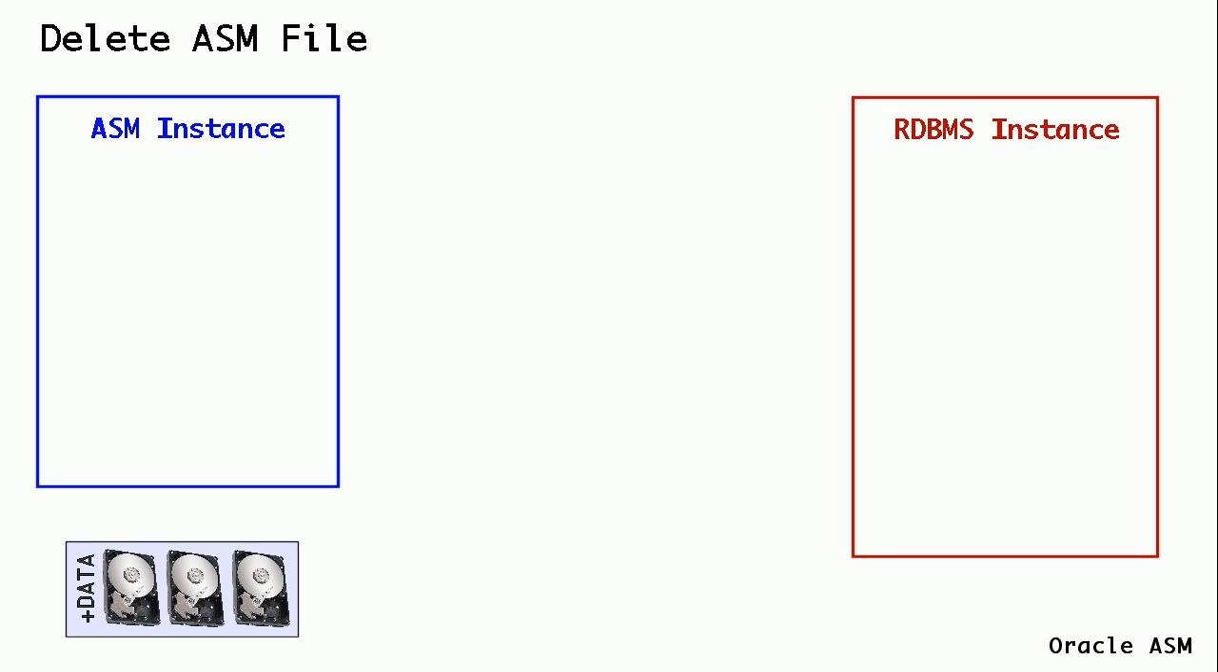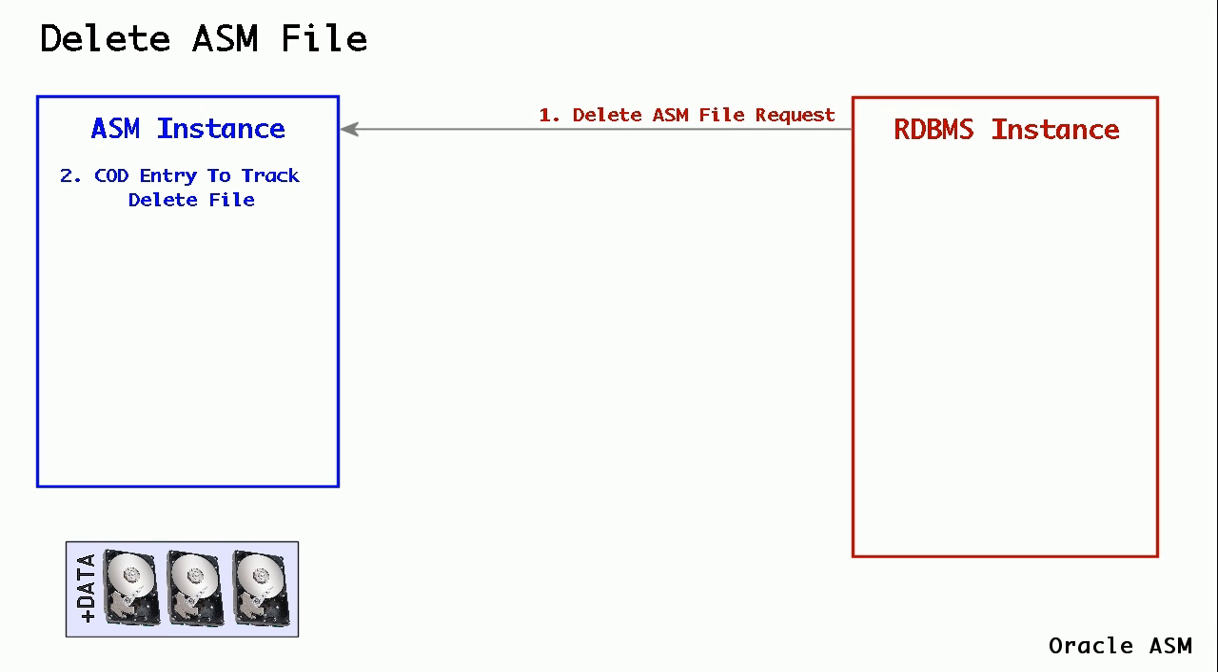Now, let us understand how Oracle Database deletes an ASM file. Database instance sends a request to ASM instance when it wants to delete an ASM file. ASM instance creates an entry in continuing operations directory to track the file delete operation. If ASM instance crashes, this continuing operations directory entry will be used to complete file delete operation during ASM instance crash recovery.